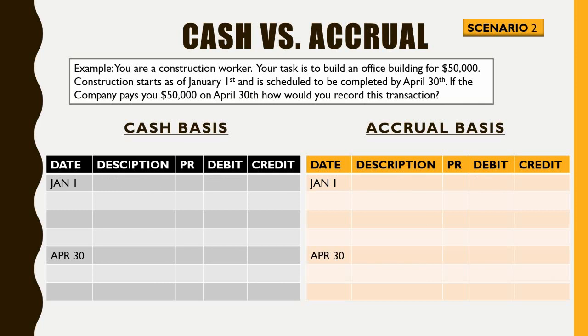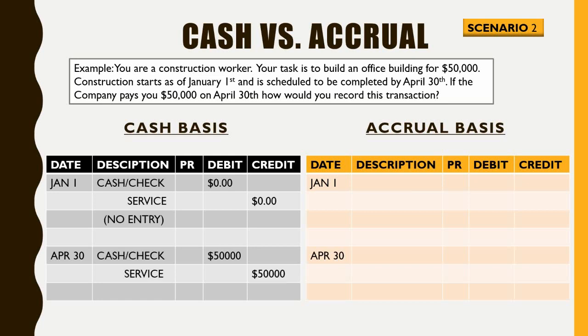If scenario number 2, right, we are the same construction worker. We were given a task to build an office for $50,000, but here's the difference. What if the company pays you the $50,000 on April 30th, when you actually completed the job, when the building is completely done and they pay you after? How would you record it this time? On a cash basis, in January, you will record nothing because no cash was received. However, you would record in April because cash has been received for your services.